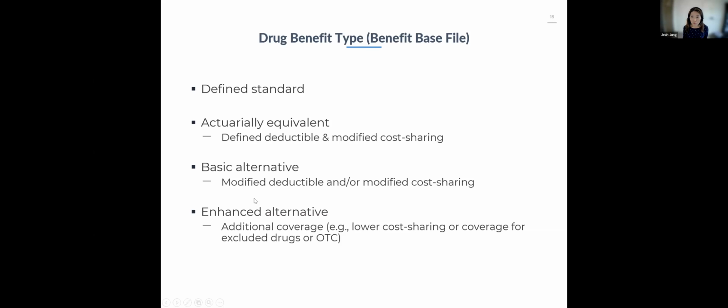And then the fourth category is a little bit different. In terms of value, this enhanced alternative provides more generous or more enhanced benefits compared with the standard benefits. So there is always additional coverage. Either the co-payment in dollar terms is lower, or the out-of-pocket cost sharing is lower, or there are other excluded drugs. You saw the non-covered drugs in the earlier section.